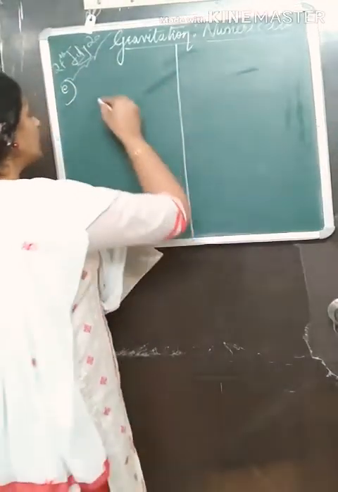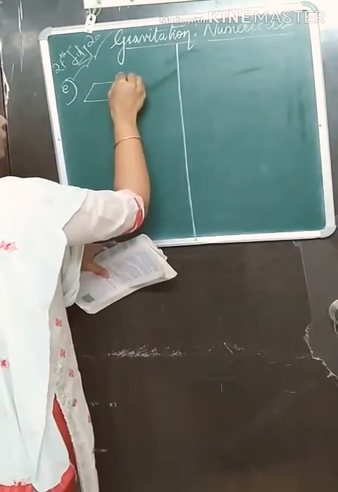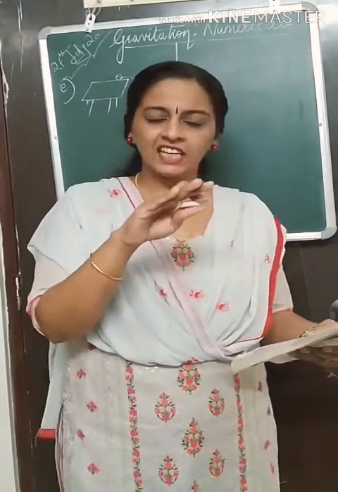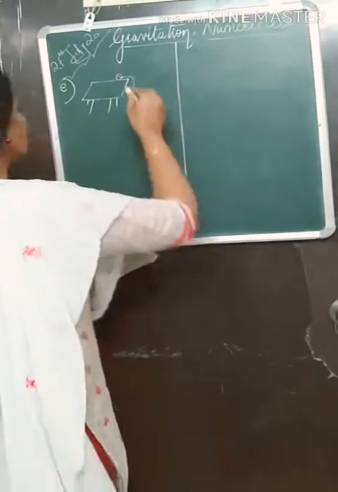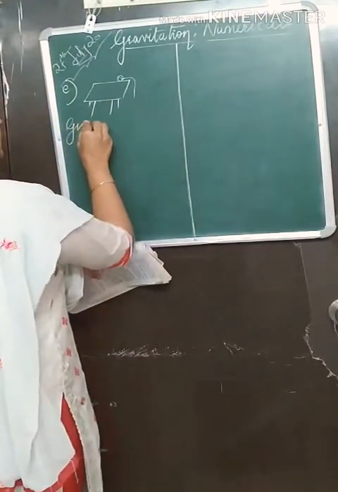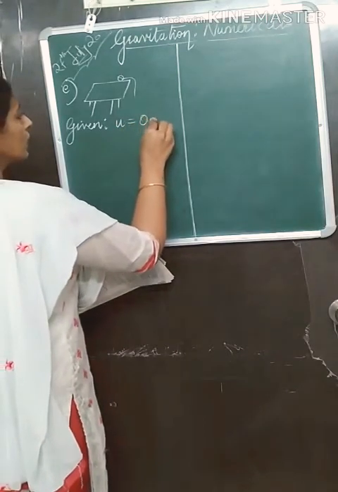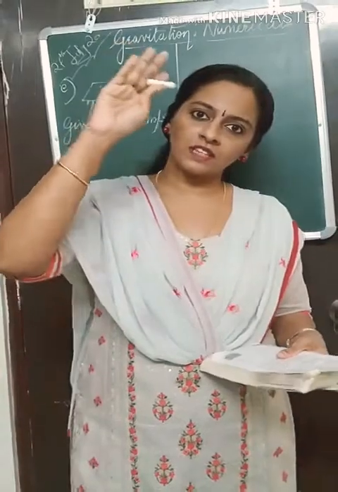So there's a table, and the ball falls off the table. Initially the ball was at rest and then it falls off the table. So initial velocity you will take as 0 meter per second. Write down the given details. Given: u is equal to 0 meter per second. So initially it was at 0.